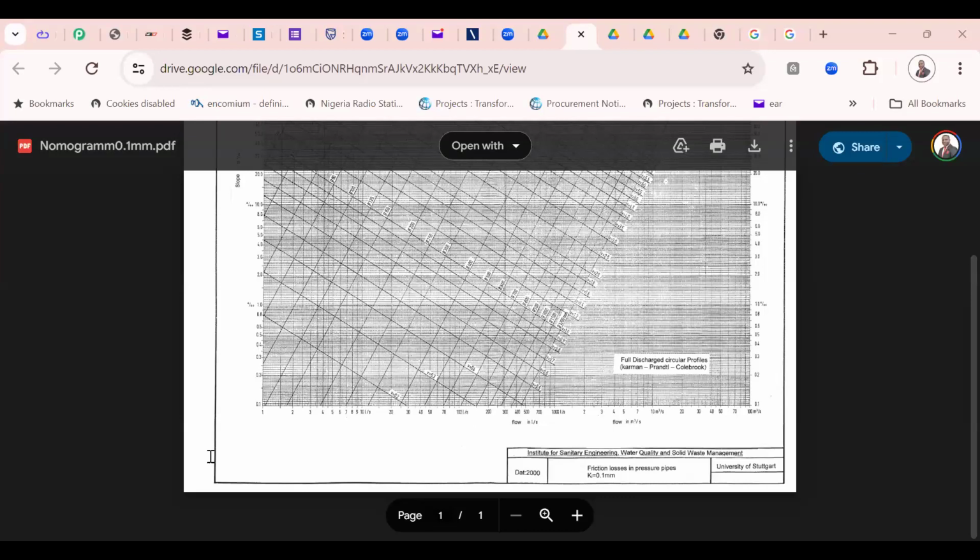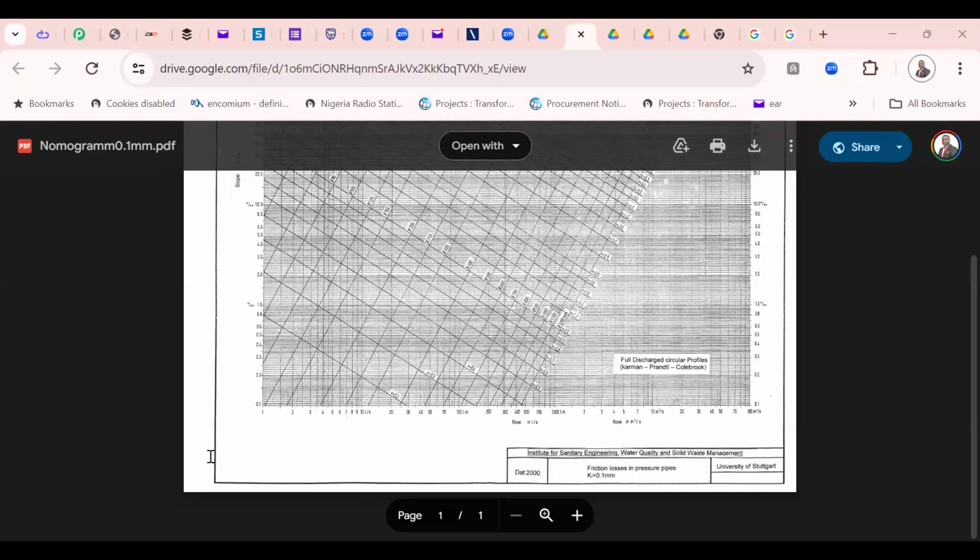So on the vertical, which one is the chart? Is it the nomogram? Nomogram. You see the nomogram. There are 3 of them I gave you in the folder. Go for the one for 0.1.